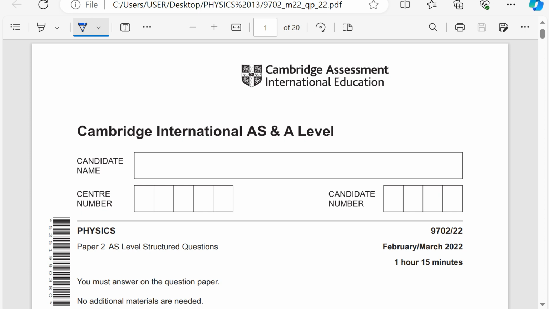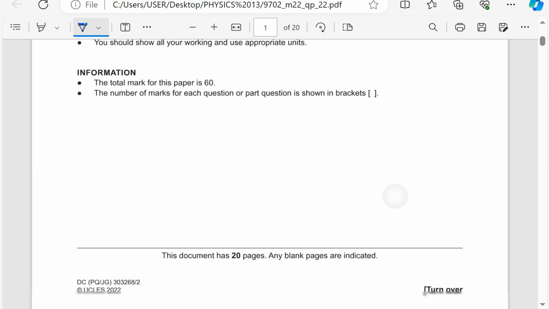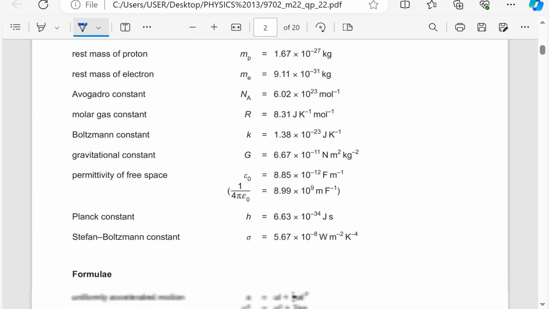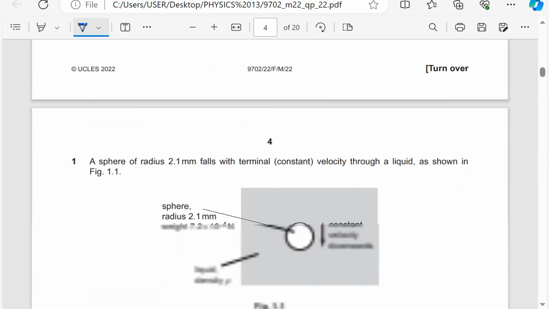I will not go through the instructions. Today I want to keep time. The paper is February March 2022, 9702. One student told me I should solve it fully. So without wasting time, you can go through the data given, the formulas and the constants, and so on and so forth.